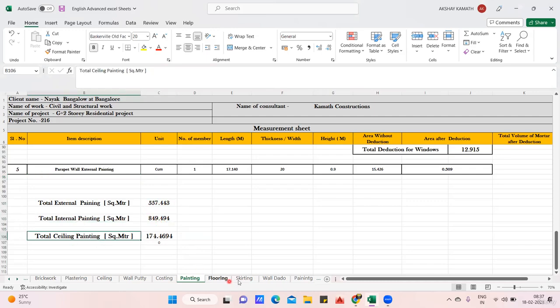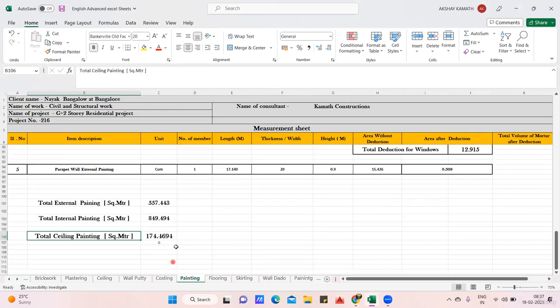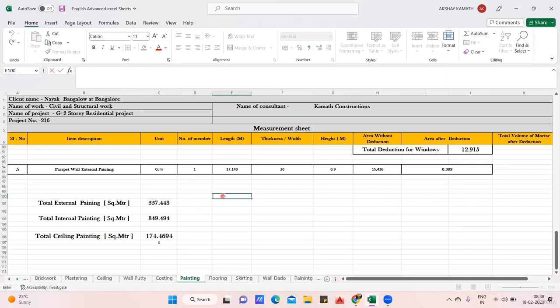And ceiling painting, because here we have the ceiling also. This is ceiling area 174. So wherever you are going to do the plastering for the ceiling, you are going to do the painting also. That is the reason I have written it here. Now, can you find the paint in liters? It is very simple. 557 is total area. For external painting, how much paint is required? So first I'll write here first coat, then I'll write the second coat.